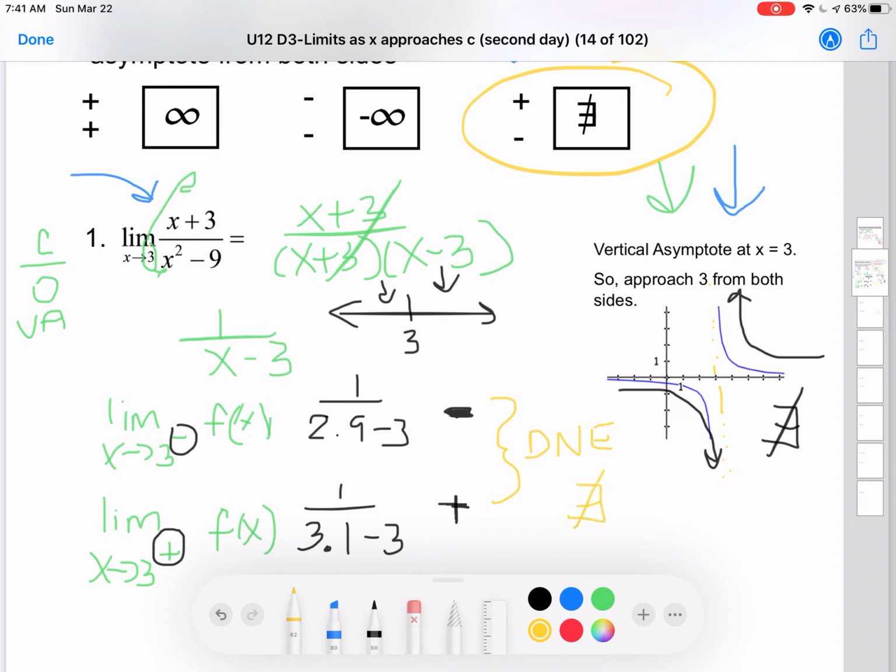Okay, so that's what we're going to do today. If they came out to be both negative, then it would approach negative infinity. If they both came out to be positive, then it would approach positive infinity. If you need to rewind and listen to me say all that again, please go ahead.